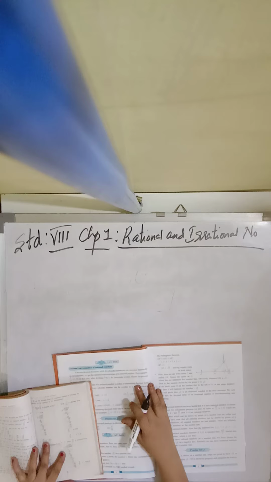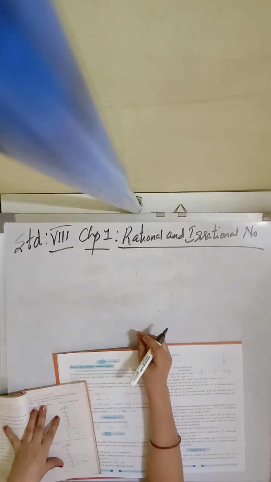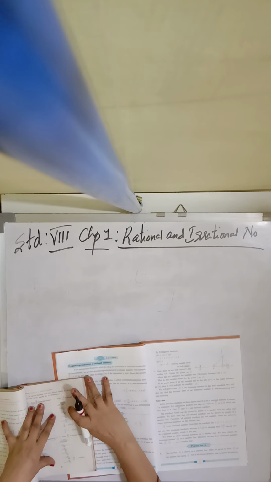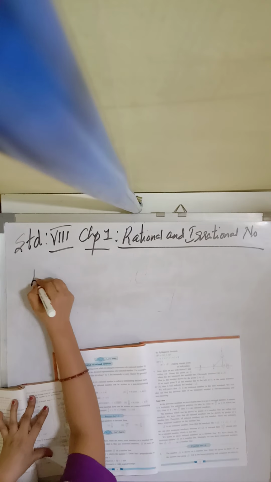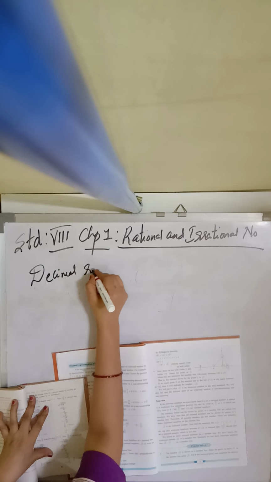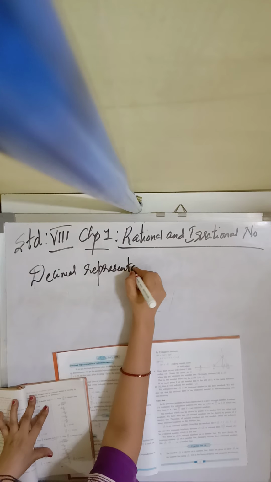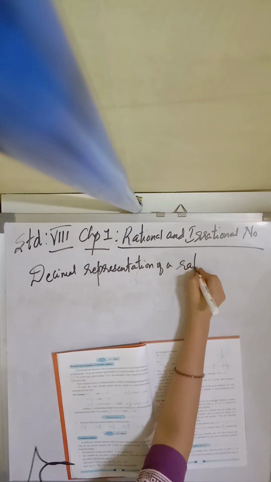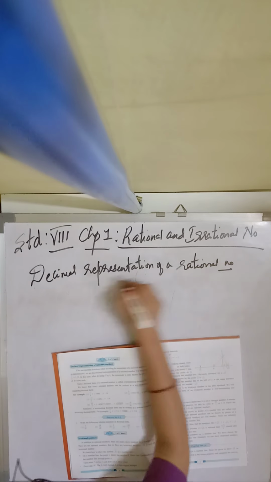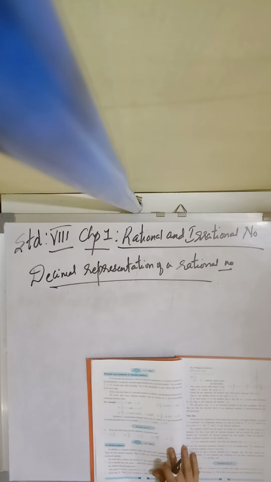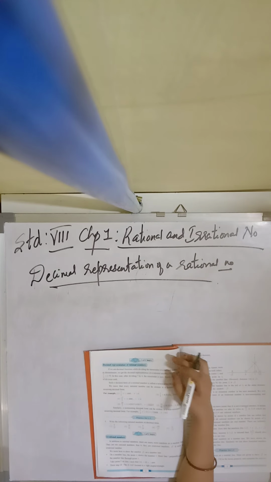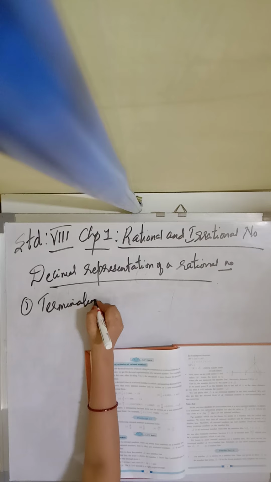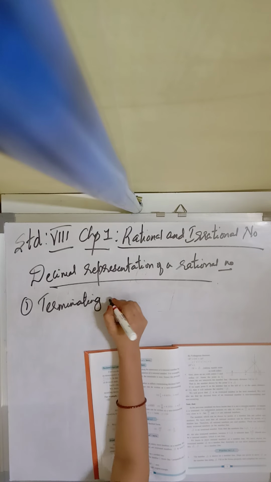Okay, now in the previous class we had started with the topic decimal representation of rational numbers. Okay children, remember we have started with the topic decimal representation of a rational number. In that we saw that there are two types of decimal representation of a rational number. First one was terminating decimal form, which we have already learned in that video.